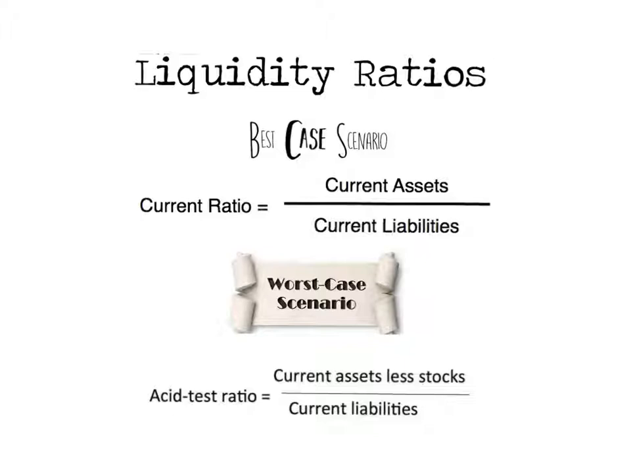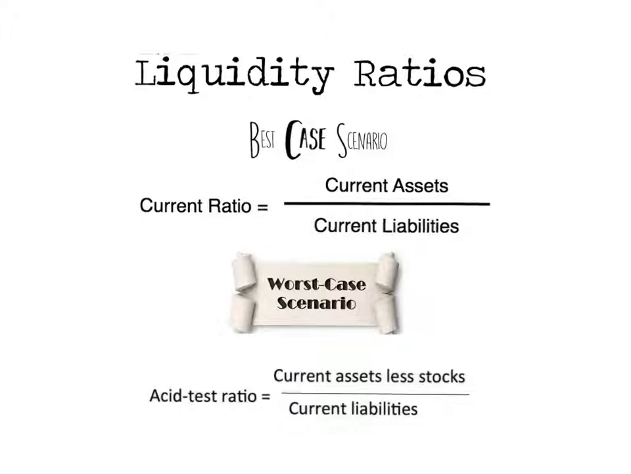And the next ratio is more of a worst case scenario. And that's not to say that it's bad, or it could be negative, or it could be not liquid. It's not to say that. But what this formula does is think actually we cannot accept every single current asset. What happens if we do not sell the stock? What happens if some of the inventory goes unsold?